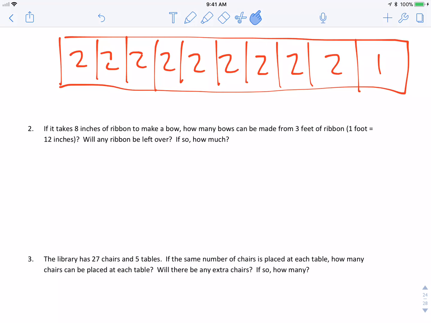So what's 3 times 12? Because we have 3 feet times 12. 3 times 12 is 36. So we start with 36. And every bow we make takes 8 inches. So how many bows can we make? And will any ribbon be left over? If so, how much?